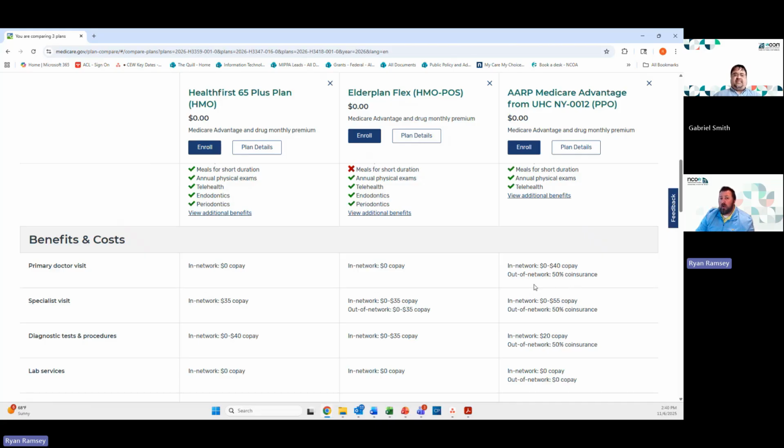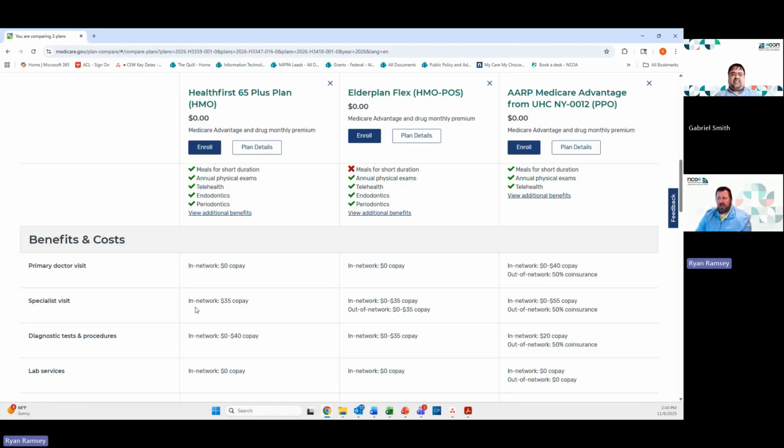If I go out of network, I'm going to pay 50% of whatever the cost of a primary care visit is, which can be anywhere from nothing to hundreds of dollars. So you want to be mindful that if I go out of network, I could pay something. In terms of the primary doctor visit, these 2 plans look like they're going to be the most cost effective thus far. We'll look at the specialist as well.